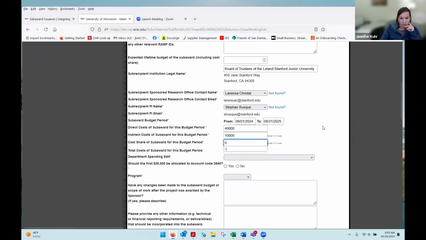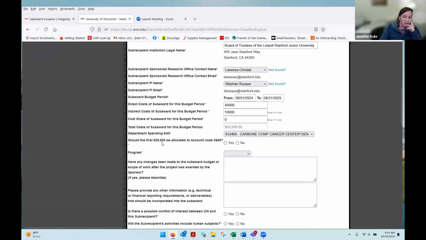There's no cost share on this award, so we're just going to enter 0. If you had cost share, this is the cost share that your subawardee is responsible for, then you would enter that amount there. And then if you had a specific spending edit that you wanted to denote here, a lot of times it's the same as the project, but you can also select if there are other ones available.